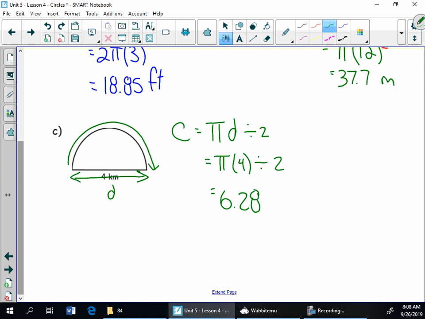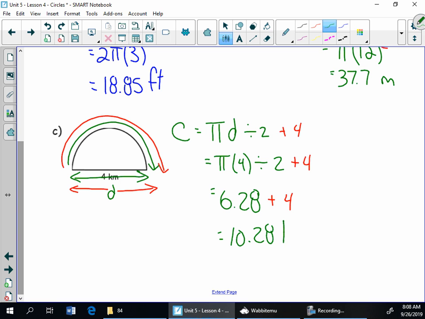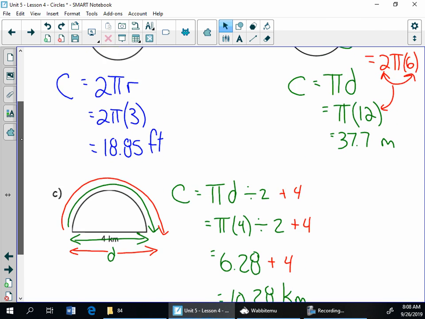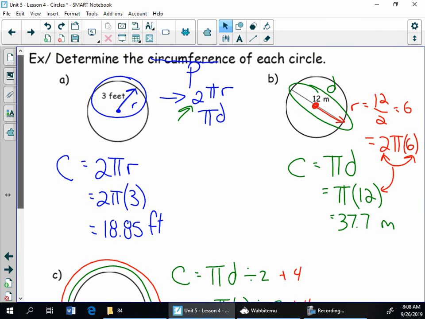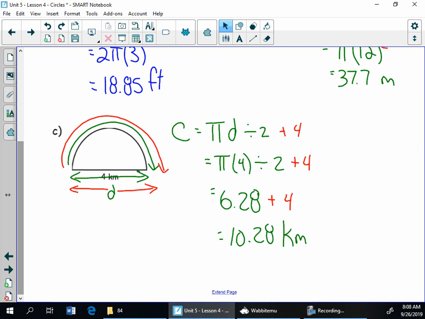It can be a little bit tricky here because that only gives us the distance around the curved part. We've also got this on the outside of the shape, right? We're going to have to add our 4 in at the end. And we end up with 10.28. And we're talking about kilometers in this case. And so remember, our idea of perimeter is the distance all the way around the shape. Just a regular circle like these ones, just use our circumference formula. But if we have an extra line on the outside, we have to include it also.